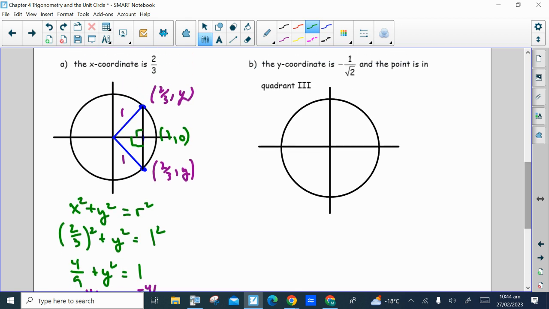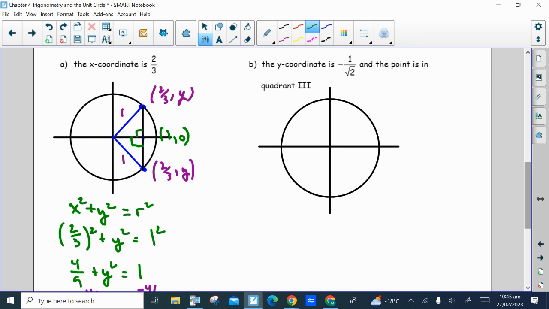Question B. In this case, we're going to see there's only going to be one answer. We're given the y coordinate to be negative 1/√2, but we're also told that we're only in quadrant 3. In the last one, we weren't told specifically what quadrant we were in, so there were 2 possible answers because there are 2 quadrants where x is positive. But in this case, we're told that y is negative, which means we could be in 3 or 4, but as soon as it says we're in quadrant 3, now we're only in, obviously, the 3rd quadrant.